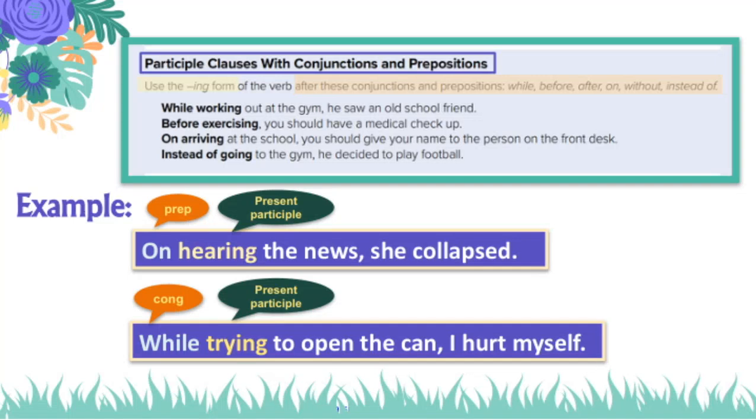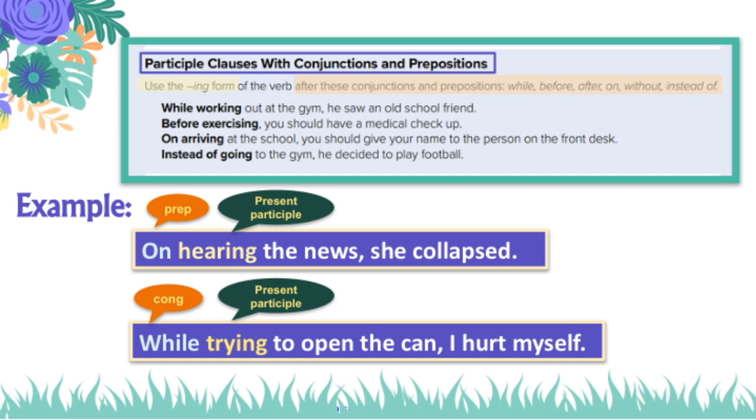Now let's look at the present participle forms in sentences. In the first example, "While trying to open the can, I hurt myself." The phrase, "trying to open," shows an action that was happening at the same time as the main action. The present participle, trying, helps us understand the ongoing nature of the action.